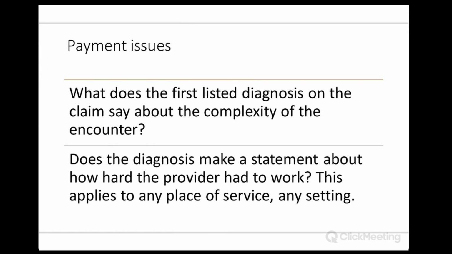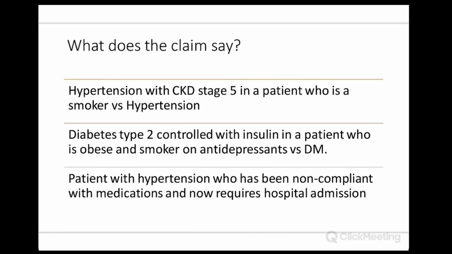So you have to think about what your first listed diagnosis is saying. If the payer is really going to hang their hat on the first one, what's your first one saying? What does it say about how hard your provider is working? So just some quick examples. Here's a patient with hypertension with chronic kidney disease, stage 5, and a patient who is a smoker. You can do that in 3 diagnosis codes versus just hypertension. But that first diagnosis, if you do it right, will involve hypertension and chronic kidney disease. That one code will say that patient has 2 conditions versus just saying hypertension.